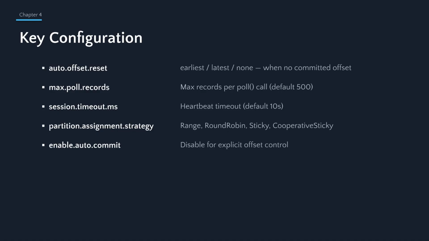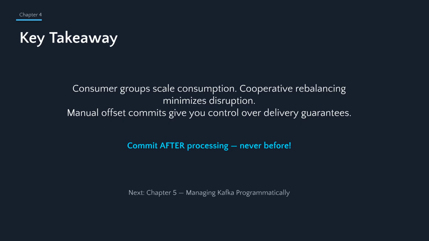Enable.auto.commit: disable this for explicit offset control. Manual commits give you precise delivery guarantees. The key takeaway is that consumer groups scale consumption. Cooperative rebalancing minimizes disruption. Manual offset commits give you control over delivery guarantees. And the golden rule: commit after processing, never before. Committing before processing and then crashing means the message is skipped forever.